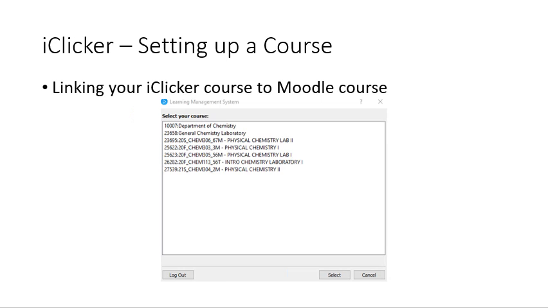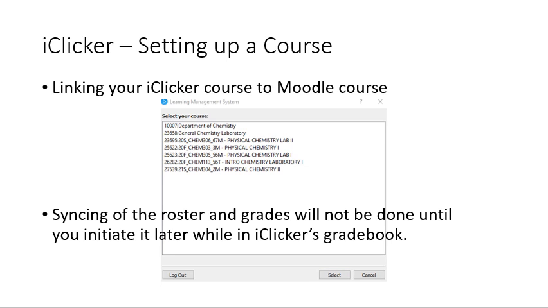You will then be given a list of Moodle courses for which you are the instructor. Note that courses that are hidden in Moodle will not appear in the list. Click on the Moodle course that you want to link to your iClicker course. Then, click on Select. The actual syncing of the roster and grades will not be done until you initiate it later while in iClicker's gradebook.